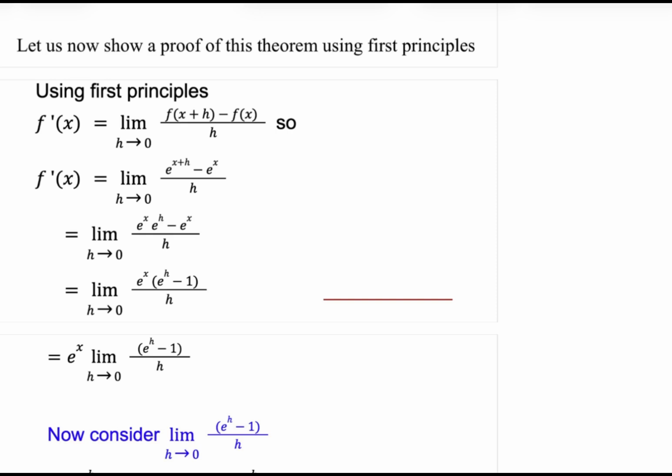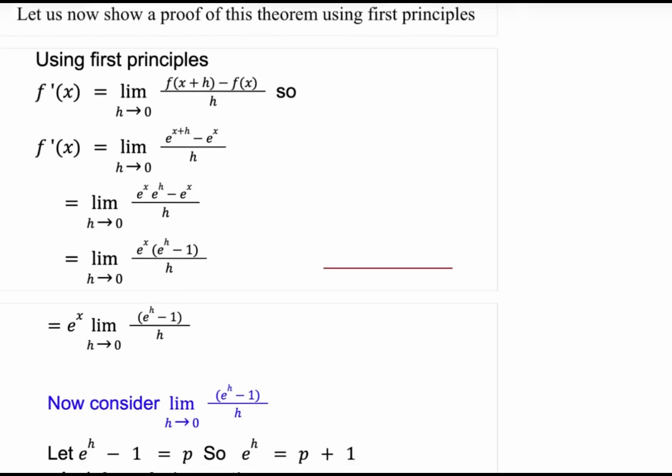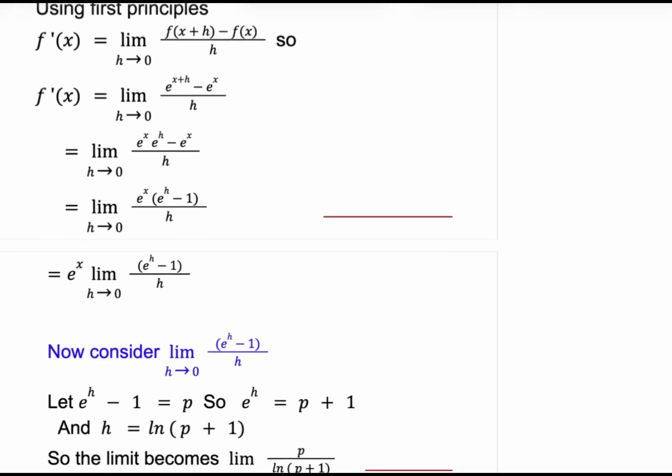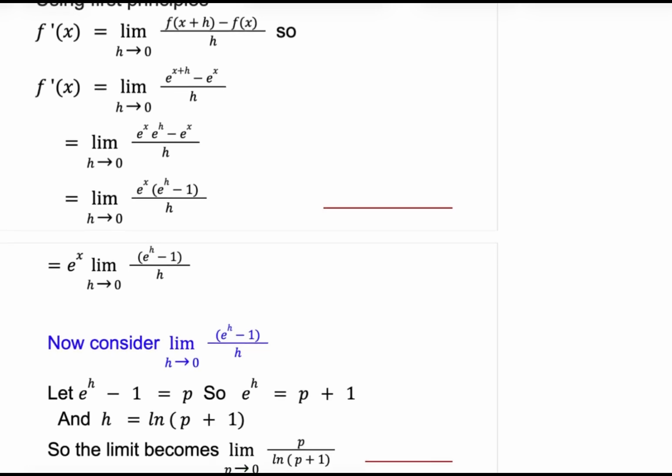minus e to the x over h, which is equal to the limit as h approaches 0 of e to the x times e to the h minus e to the x over h. And then that is the limit as h approaches 0 of e to the x times e to the h minus 1 over h. So we can factor the e to the x to the left side, so that becomes e to the x times the limit as h approaches 0 of e to the h minus 1 over h.